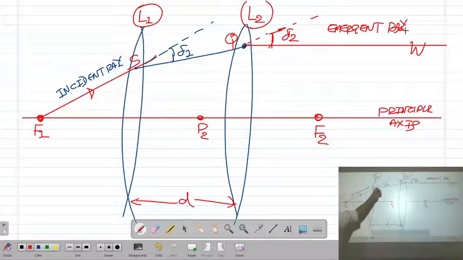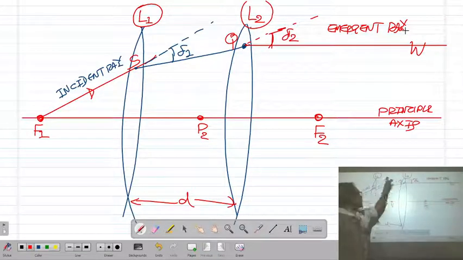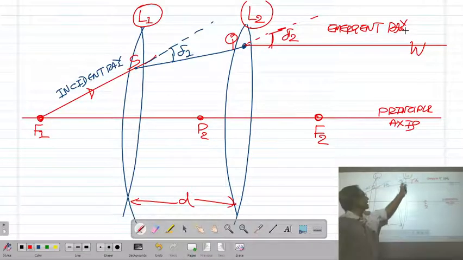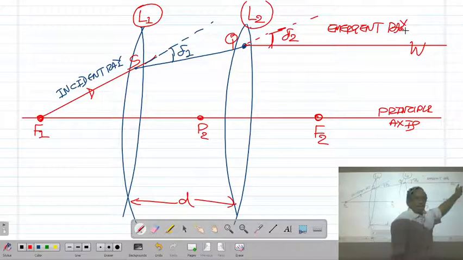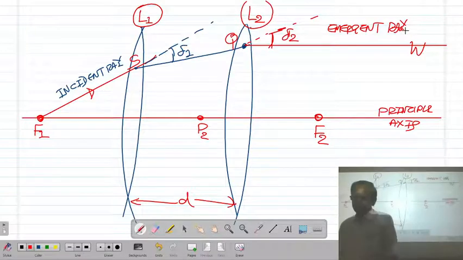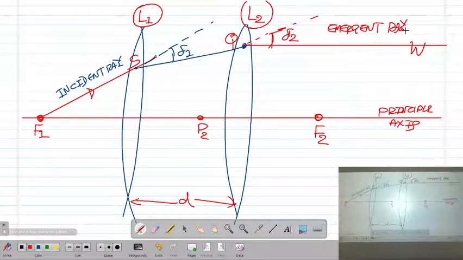So you can see from the diagram that F1S is the incident ray. Let us consider the ray of light F1S starting from the first focal point F1. It undergoes deviation delta 1 in the first lens and travels in the direction SQ. From point Q, it again undergoes deviation delta 2 in the second lens, and the emergent ray will be parallel to the principal axis.